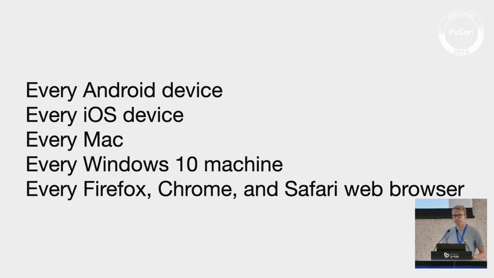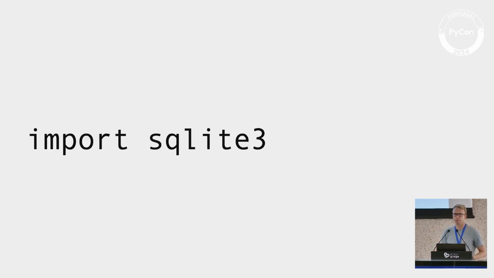It's on every Android device, every iOS device. It's on my Mac. It's on Windows machines. And it's even embedded in our browsers. So for us Python developers, it's also inside our Python. The SQLite binary is embedded in every Python installation, and you can access it by just writing import sqlite3. And then you can run queries, create databases, and all of that without installing anything other than Python itself.